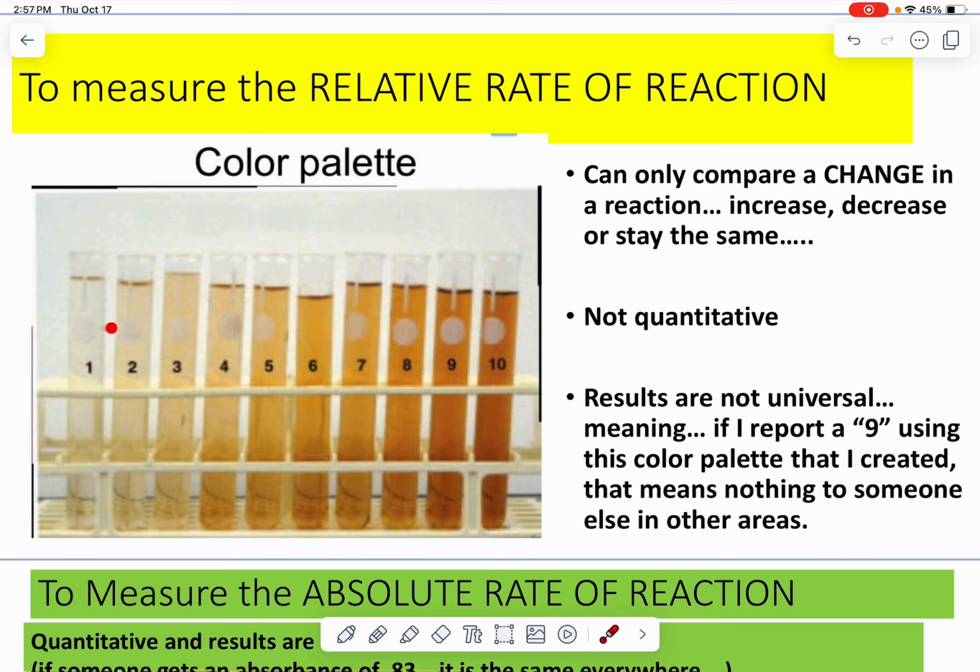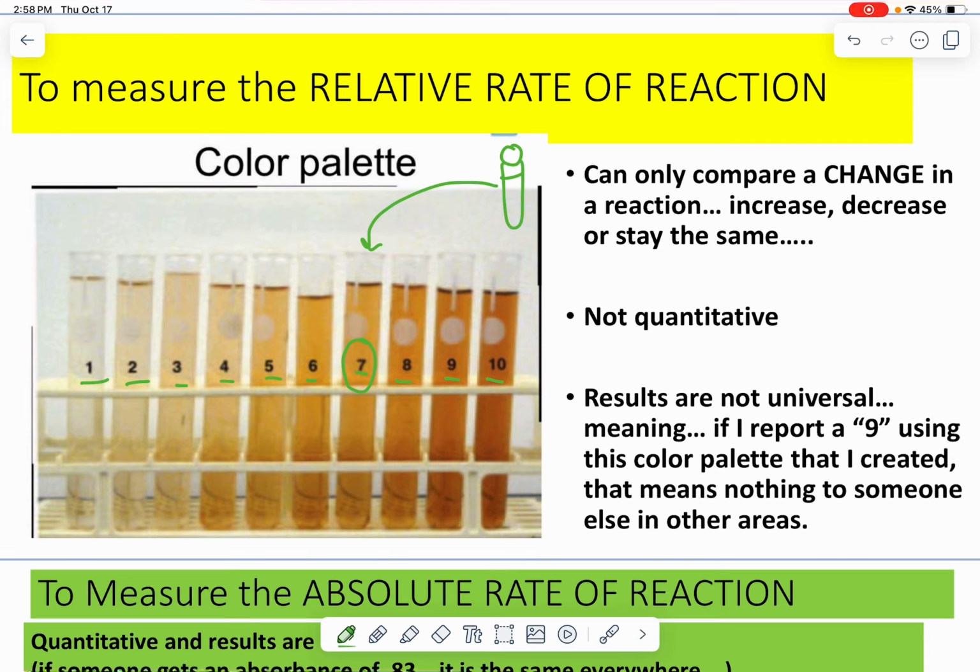And so you're going to have your test tube here with your stuff in it, and it's going to be turning brown or some color of brown. And then you're going to decide, okay, it's about this color. And we're going to number these just so we can give it a number instead of saying a little bit brown, sort of brown. Our color palette is going to be numbered, and so you will record that on the color palette, your relative rate of reaction was a 7, and that's relative to this color palette that was created by me prior to class, okay?